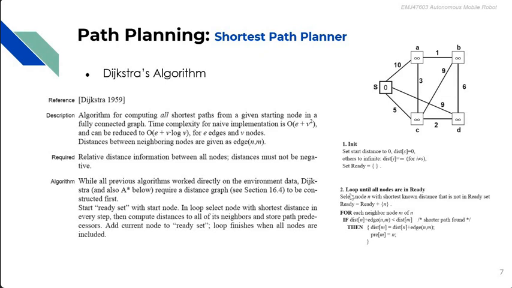If you remember the A star, the calculation is F equals G plus H. Later we go into that. But H just now is the shortest distance between that cell and the goal point.